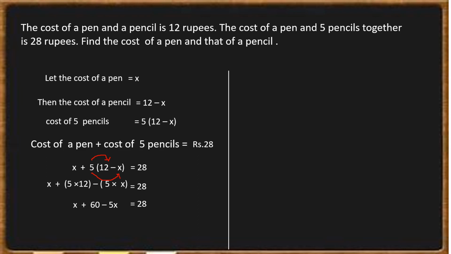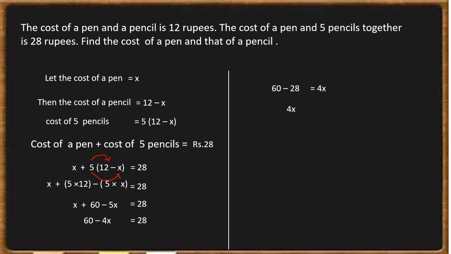x minus 5x. What is that? It's 4x. Minus 4x. Sorry, minus 4x. So 60 minus 4x is 28. If you are not getting x minus 5x as minus 4x, go to the chapter negative numbers and recall the operations or the results. See, 60 minus 4x gives 28. So 4x will be 60 minus 28, isn't it?